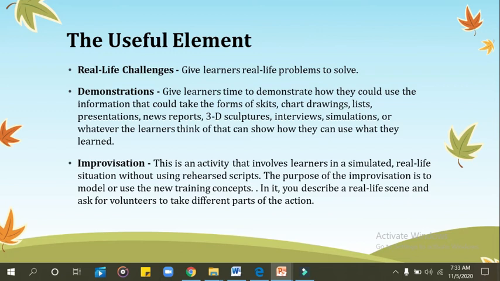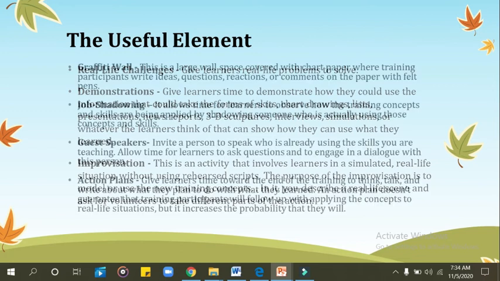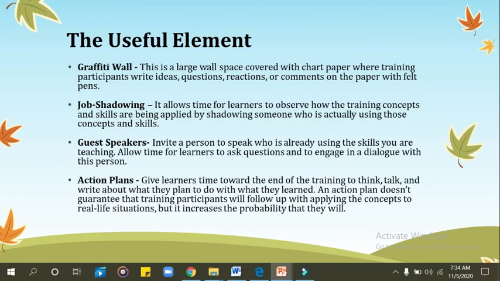We have also improvisation. This is an activity that involves learners in a simulated real-life situation without using a rehearsed script. The purpose of the improvisation is to model or use the new training concept. Another, we have the graffiti wall. This is a large wall space covered with chart paper where training participants write ideas, questions, reactions, or comments on the paper with felt pens.